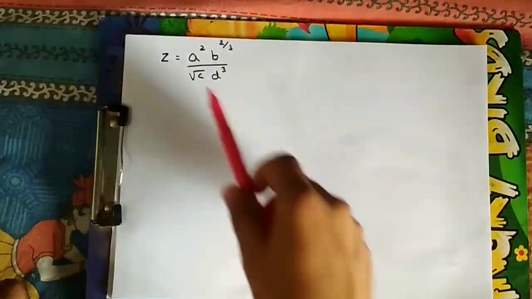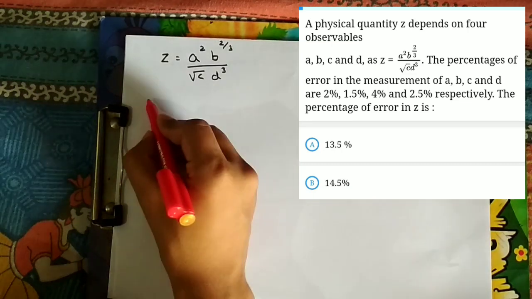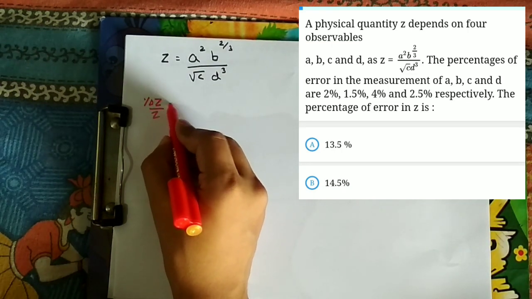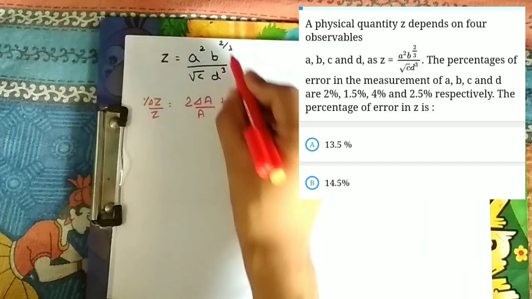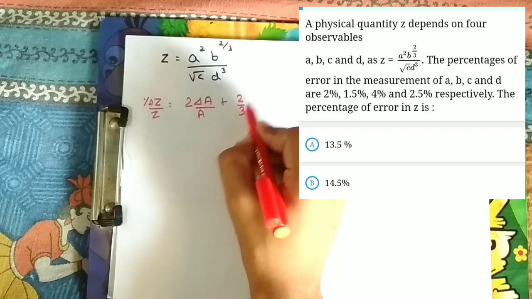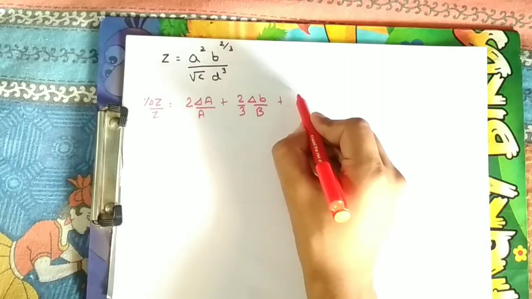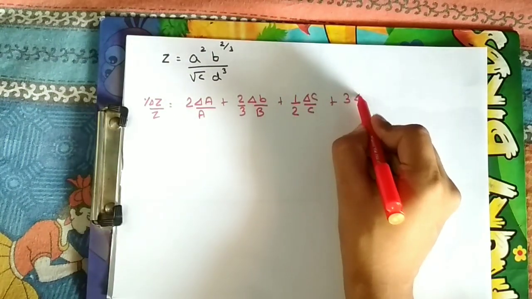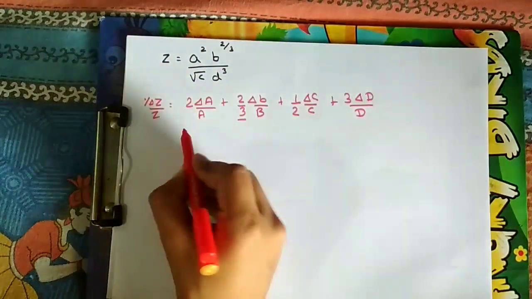Here is another expression. The question must be appearing on your screen. We have to find the percentage error in the measurement. So percentage error in Z, delta Z upon Z, is 2 delta A upon A plus delta B upon B plus, C has 1 by 2 raised to power, so 1 by 2 delta C upon C, plus 3 delta D upon D. Whatever be the exponential part, write it in forward with positive sign.